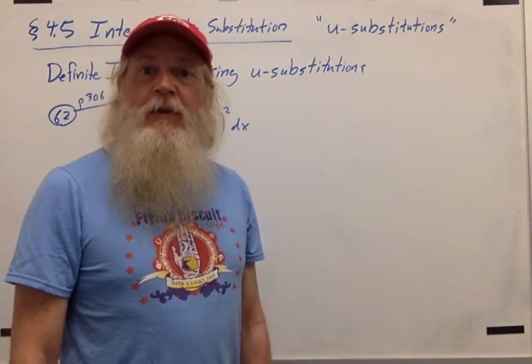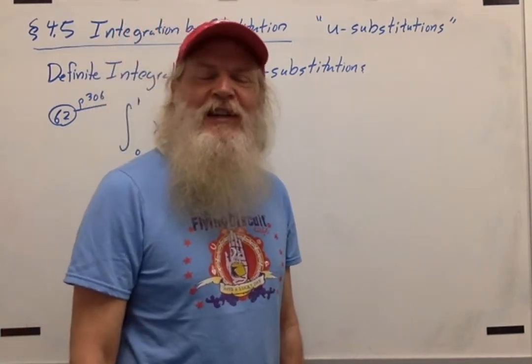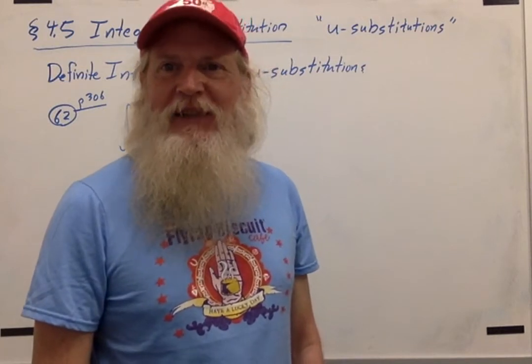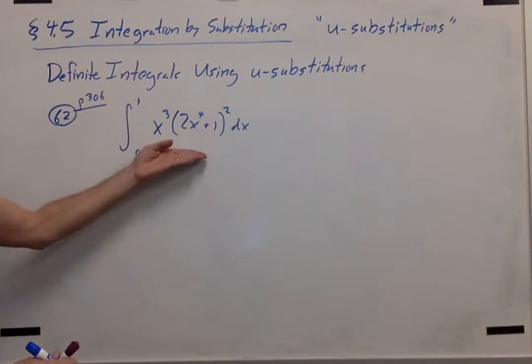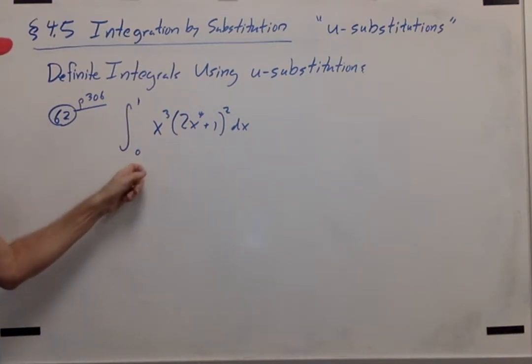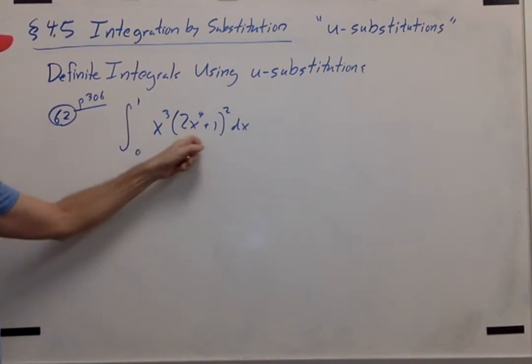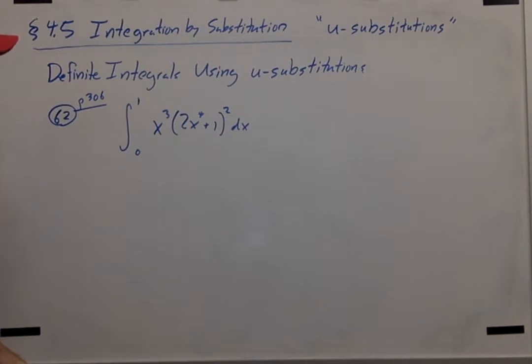In the next pair of videos, I'm going to show you how to do definite integrals using u-substitutions. Let's start off with problem number 62 from page 306. The integral from 0 to 1 of x cubed times (2x to the fourth plus 1) squared.